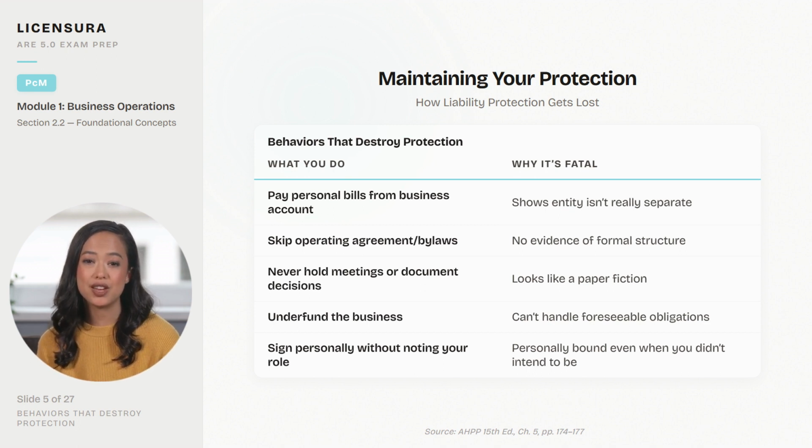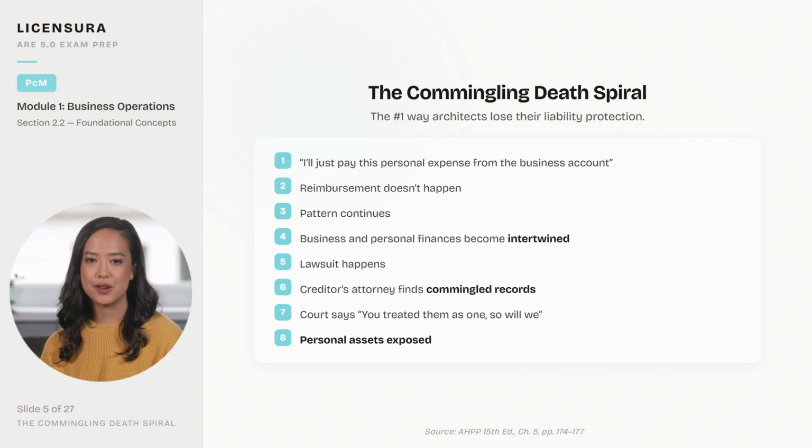But the single most common way architects lose their protection? Commingling funds. And it usually starts small. Here's how it typically plays out. Step 1. I'll just pay this personal expense from the business account. I'll reimburse it later. Step 2. That reimbursement never happens. Step 3. The pattern continues. Step 4. Business and personal finances get completely tangled up.